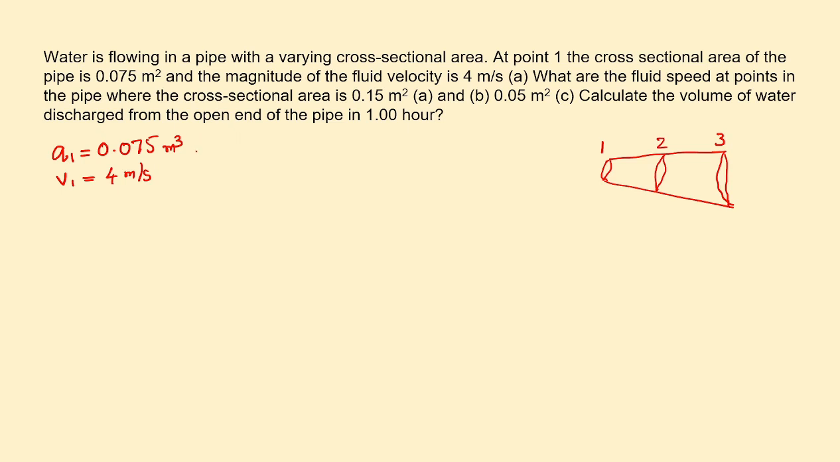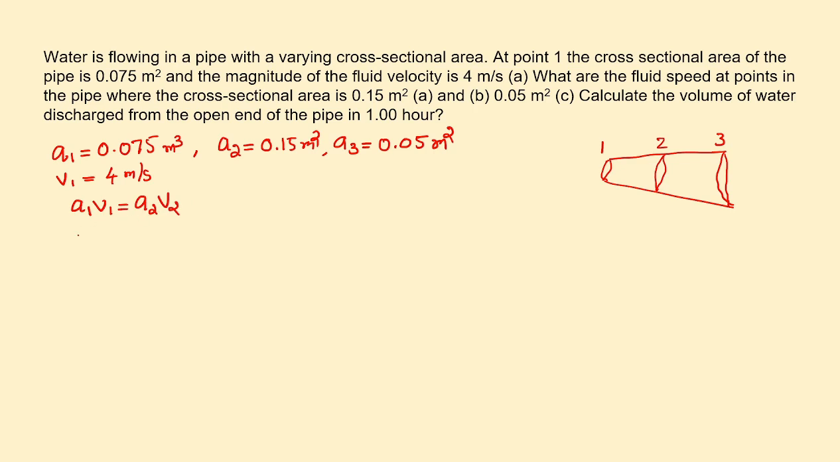So at point 2, the area of cross section, let me denote it by A2, A2 is equal to 0.15 meter square, and A3 at point 3 is 0.05 meter square. Okay, then we can use the equation of continuity. So let us consider the 2 points 1 and 2. Here we can apply the equation of continuity, that is A1 V1 is equal to A2 V2.